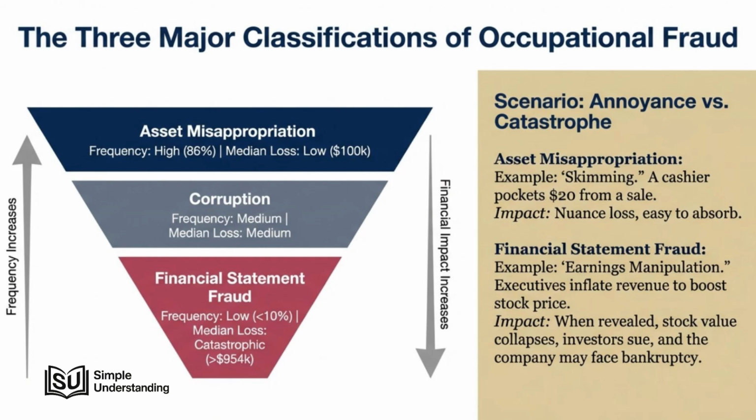Financial statement fraud is less frequent, but causes the largest losses, often destroying companies and investor trust. Corruption schemes fall between the two in both frequency and damage.